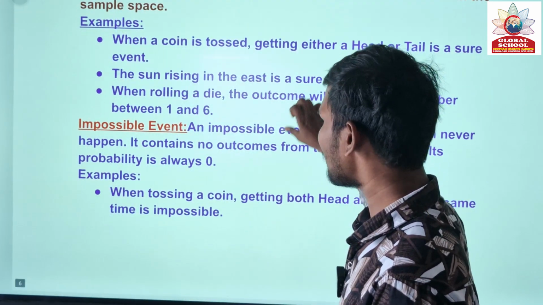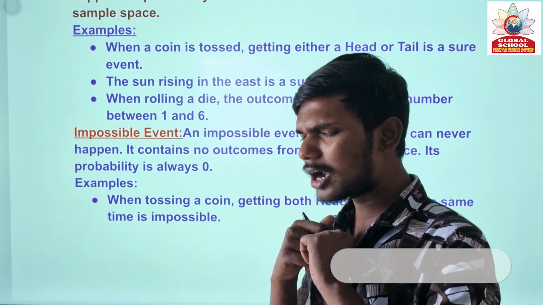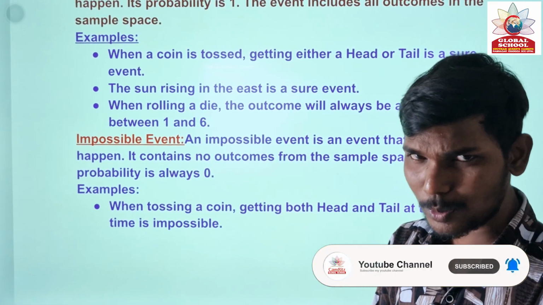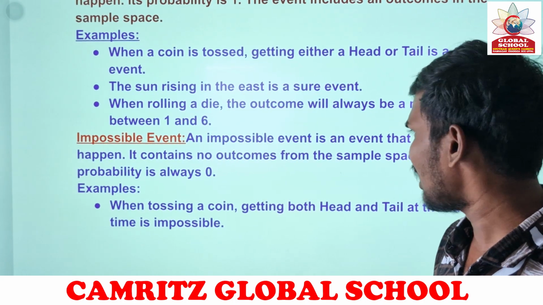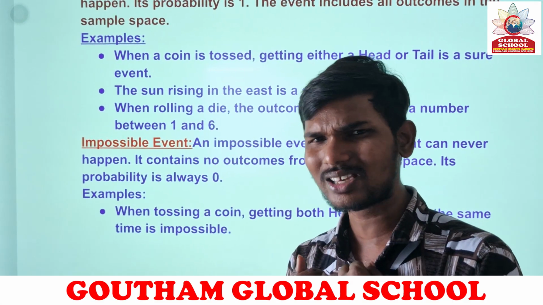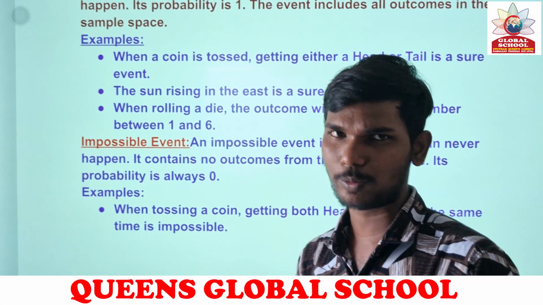Next, impossible event. An event that cannot happen is called an impossible event. The probability of an impossible event is 0. When you toss a coin, getting both head and tail at a time is not possible. So it is an impossible event.